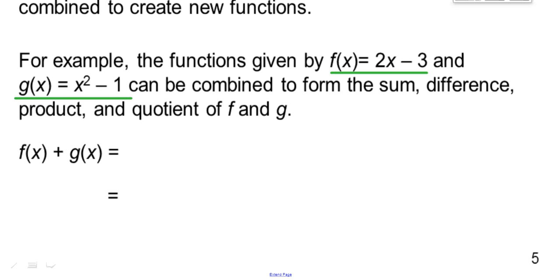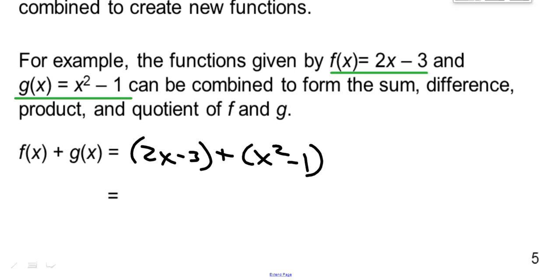So you do want to write down that this is f of x plus g of x. And when I write it at first, I'm going to put each of these functions in parentheses just to offset them. So f of x is 2x minus 3 plus, and then g of x is x squared minus 1. And then really I'm just going to drop those parentheses and combine like terms. I can do that all just by looking at it.